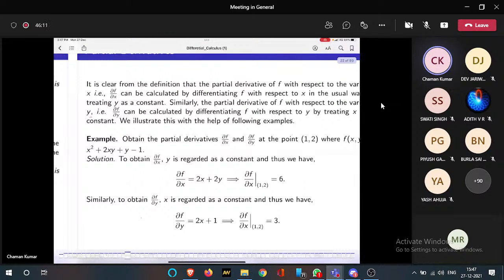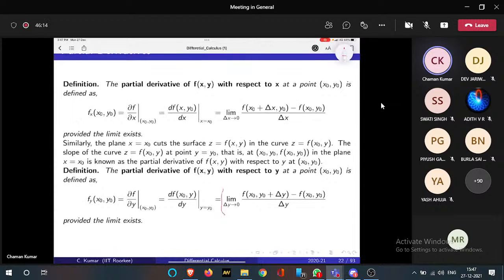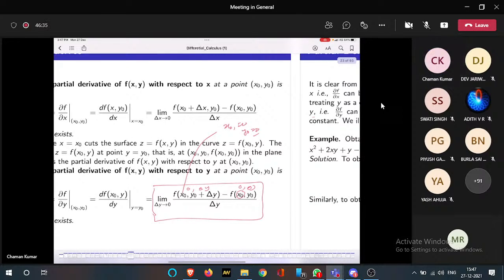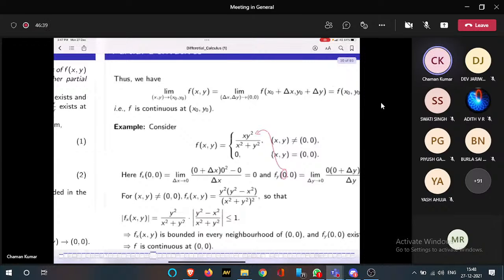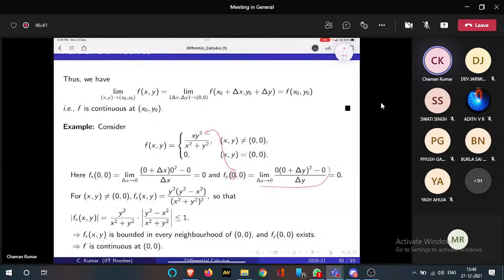So you just look at the definition here. If anyone has any confusion about what I'm doing here, just look at the definition. The point is (0, 0), so x0 is 0 and y0 is 0. So just substitute x0 as 0. This will be 0 delta y, and this will be f(0, 0). This is what is written here, the value of the function. And when you take this limit, it will come out to be 0.